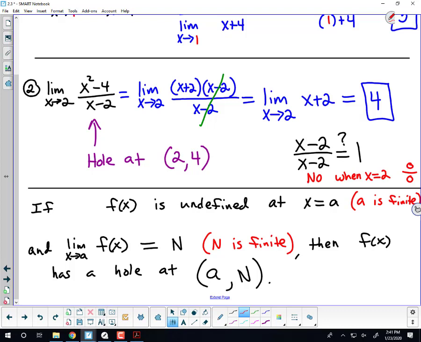Does anyone have any questions? Sorry, that was kind of long-winded, but whenever possible, if I can tie it to something that you've already learned, I'll try to do that. Okay, so the function's undefined as x approaches a finite number, but you still get a limit in return that will always give you a hole at a comma whatever your limit is.